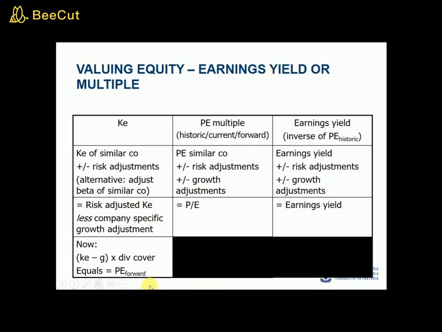What I can also use is the cost of equity in order to value my particular equity. So I take the cost of equity of a similar company and adjust for risk factors. In other words, I can also just use a beta of a similar company. That gives me my risk-adjusted cost of equity less my company-specific growth factor. I can now take this cost of equity that represents that of the company, deduct my future growth prospects, and multiply by my dividend cover, which gets me to my forward-looking PE multiple. So that's just another derivation to determining an earnings-based approach.